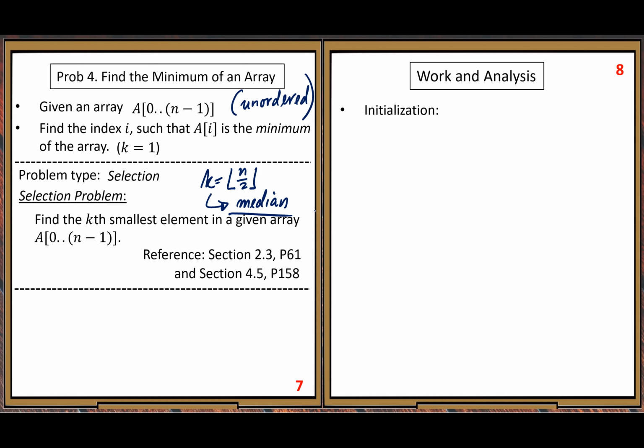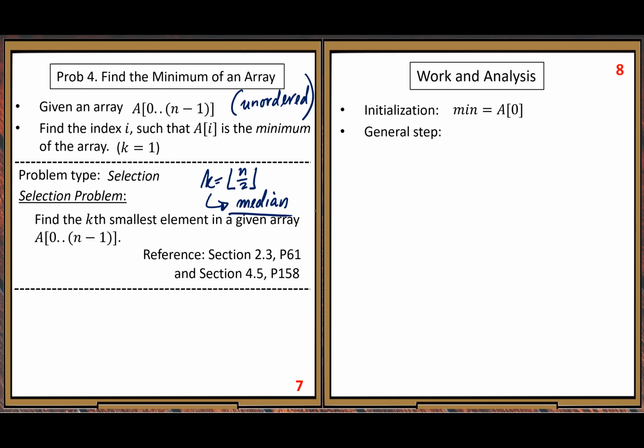First, let's get a solution. So simple, but we need to go through the whole solution. Do initialization. When we start, we need a variable called min. We use this variable to store the minimum value of the whole array. At the beginning, we assign the value of the first array element, A of 0, to the min variable. That's the initialization step.